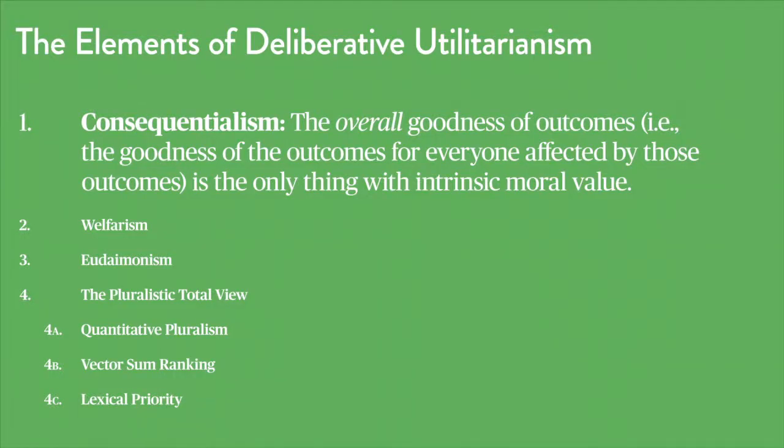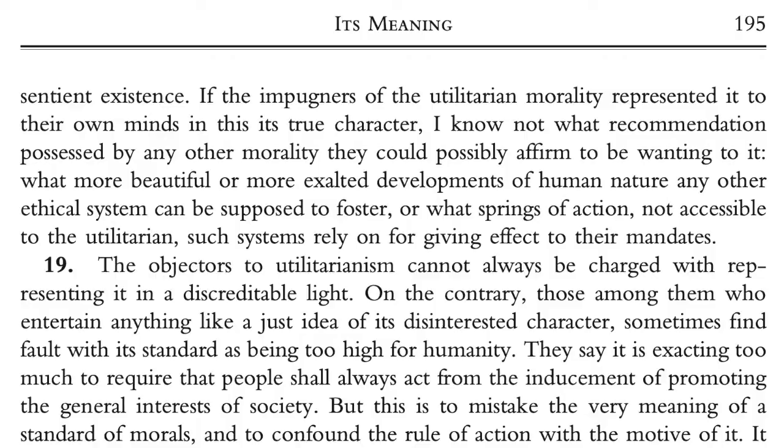So consequentialism, recall, says that the overall goodness of outcomes, that is the goodness of outcomes for everyone affected by those outcomes, is the only thing with intrinsic moral value. And this idea of consequentialism has two main components. The first is that morality should focus on the consequences of our actions. And number two, morality should focus on how our actions affect everyone. And we can definitely see Mill accepting both of these ideas. Again, the focus on the consequences of our action and the idea that we care about everyone. So let's jump to page 195.